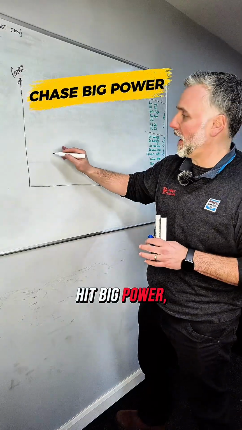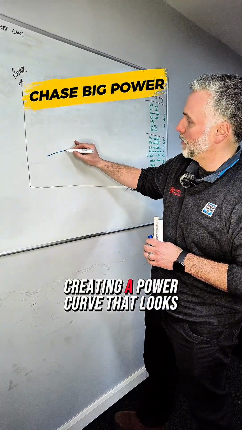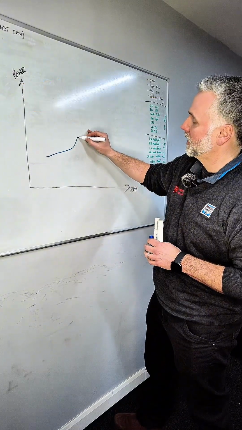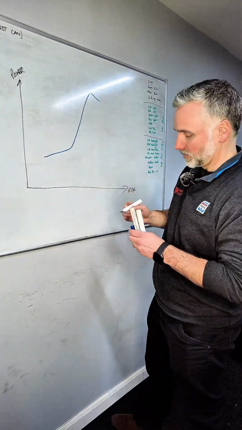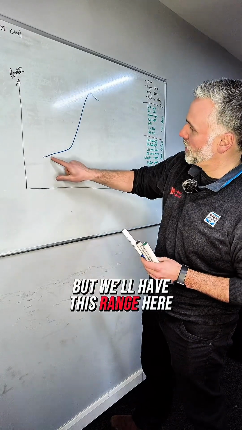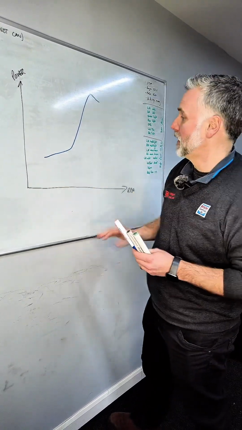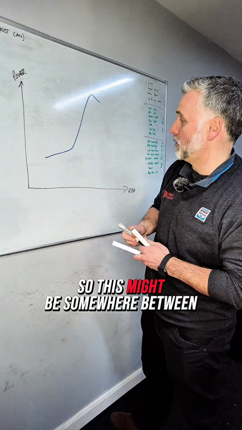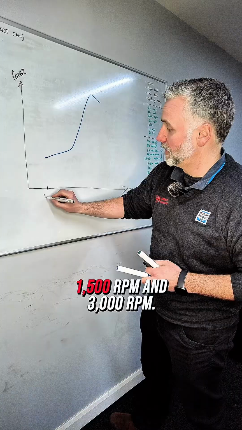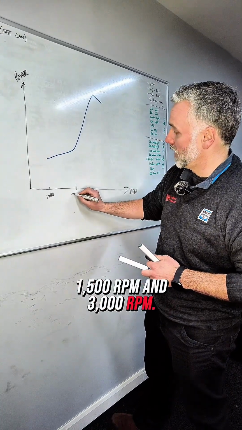and if we want to hit big power, what we'll end up doing is creating a power curve that looks like this. Now we'll get a really good high power figure, but we'll have this range here where we're going to have turbo lag or a lack of power. And this might be in a range where you're driving on the road. So this might be somewhere between 1500 RPM and say 3000 RPM.